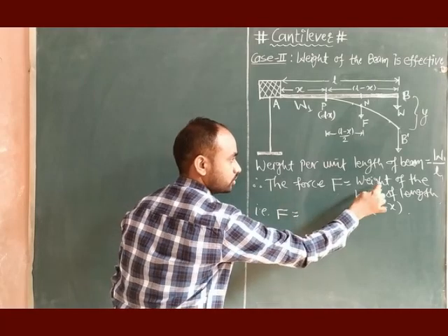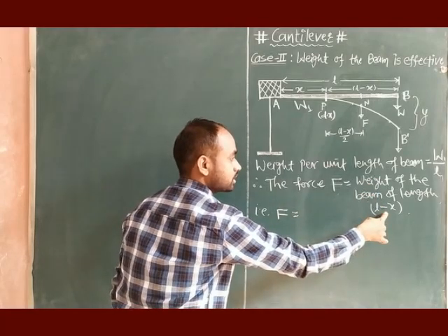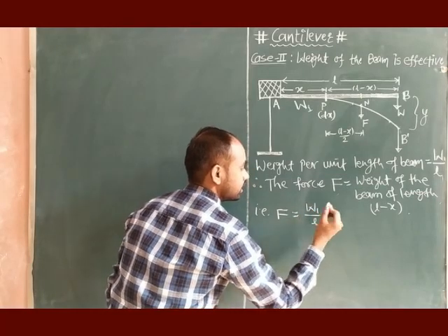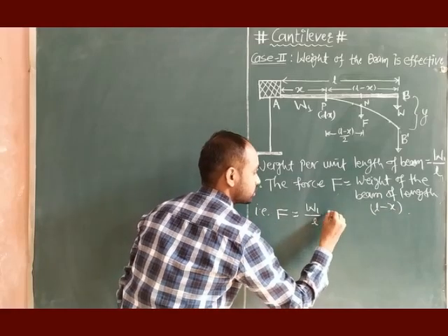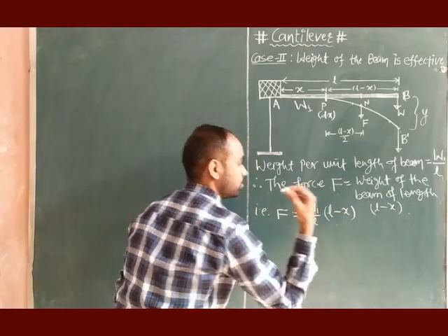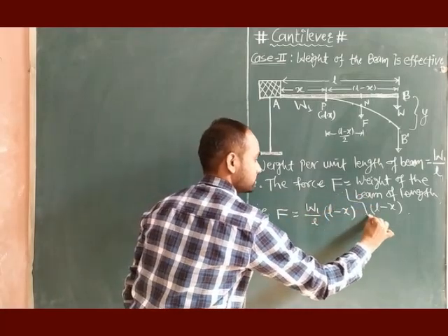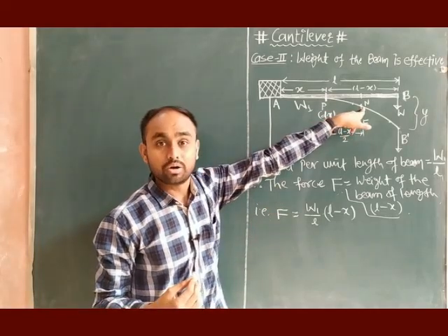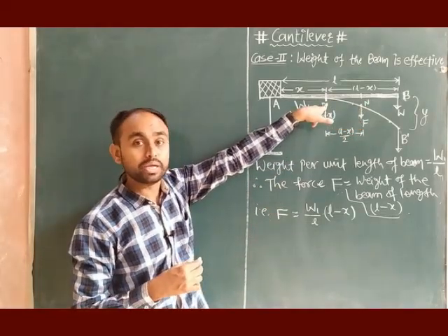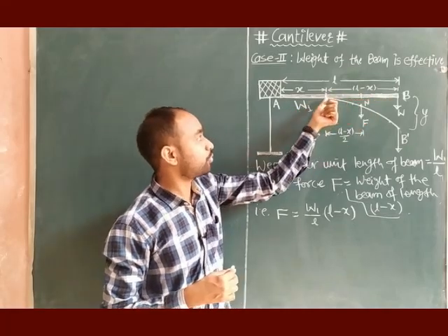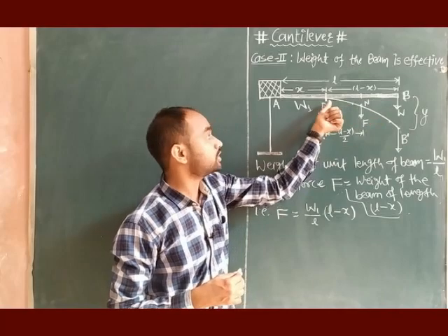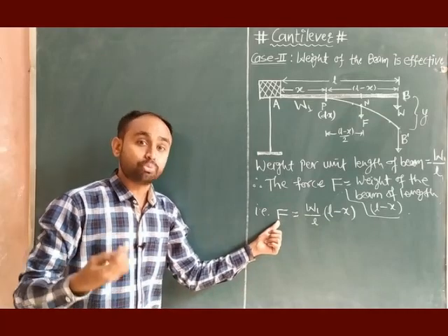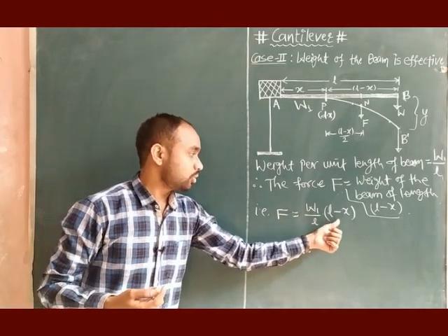It is simply equal to the weight of the beam portion L minus x. The weight per unit length is W1 divided by L, times whatever the portion is, that is L minus x. Let me make a partition here. This is the force experienced by this point P. For this particular beam of length L minus x, P is the fixed point, right? This point experiences the depression and the force, W1 by L into L minus x.